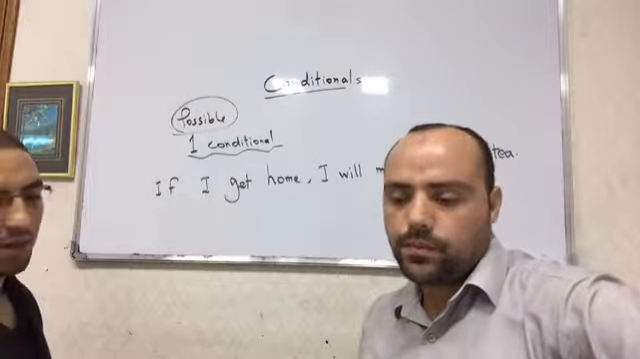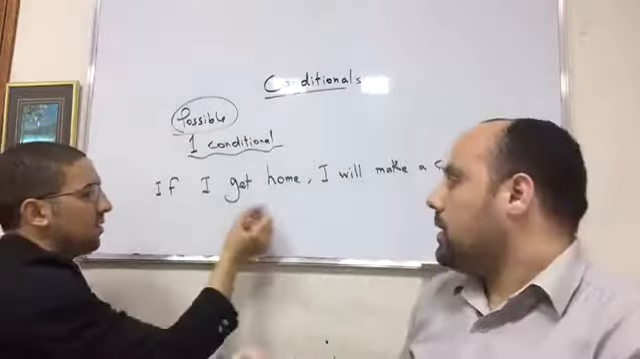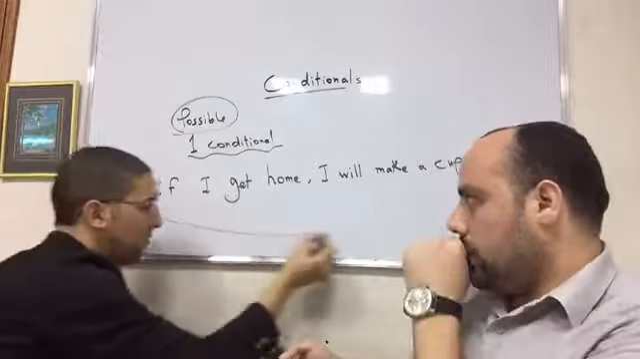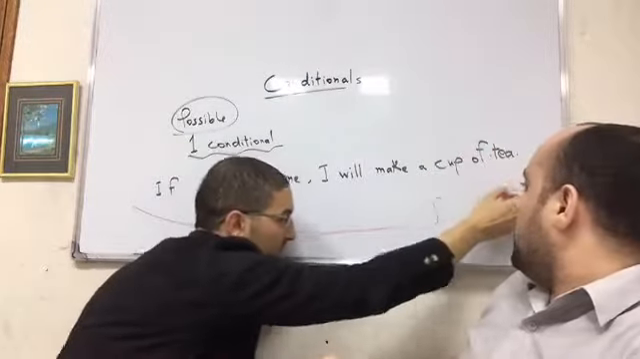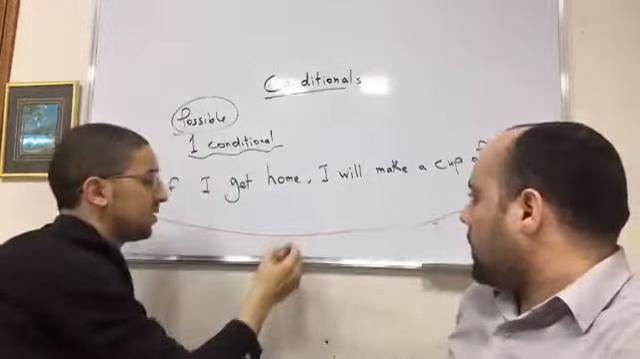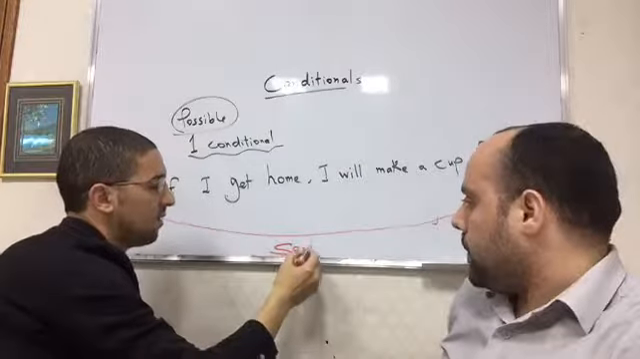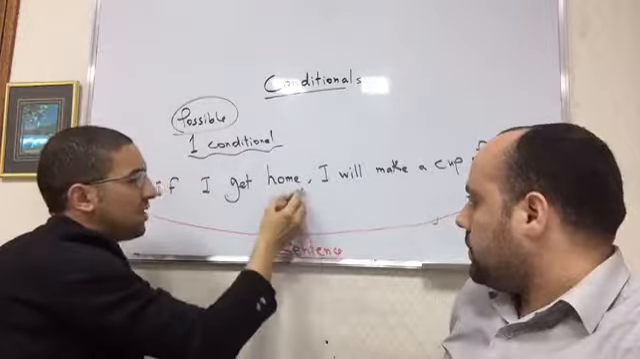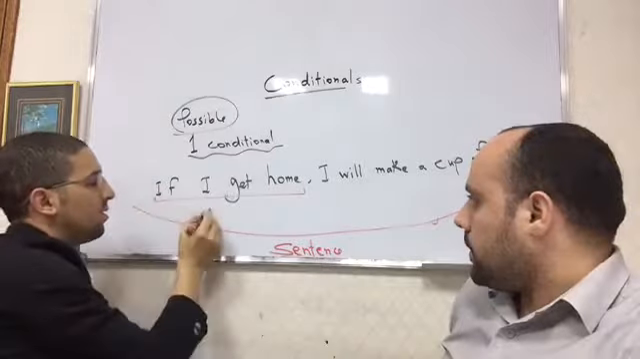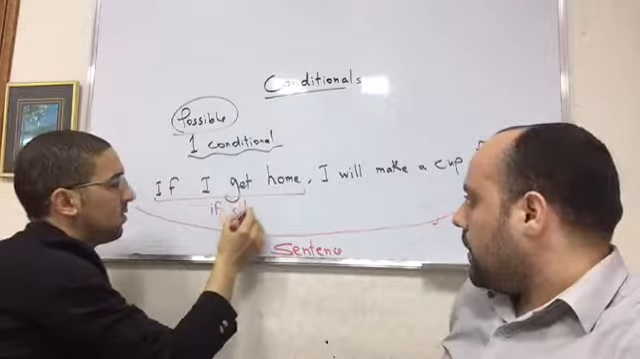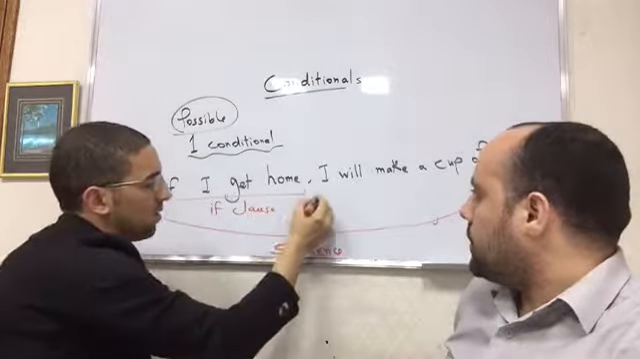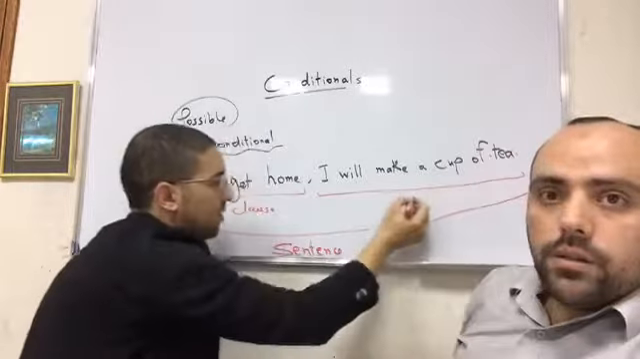And here, as you can see, this is the if clause. All of it is called a sentence, and it has two clauses. The first one is the if clause, and the second one is the result clause. This is the result.